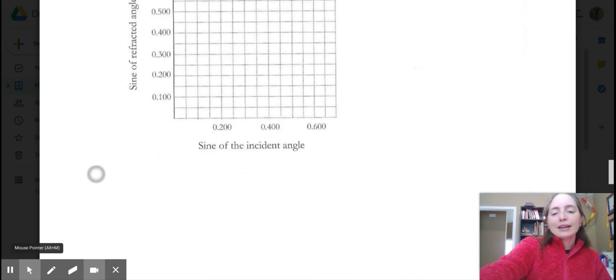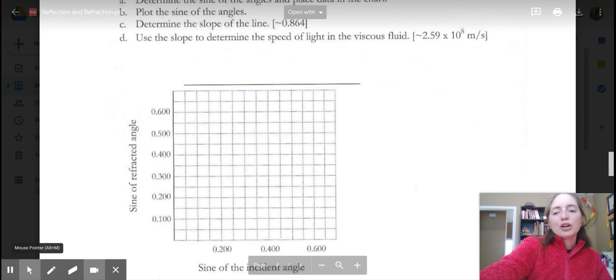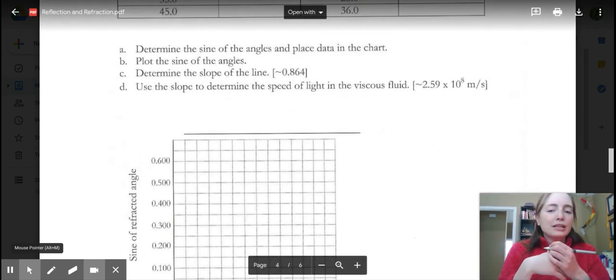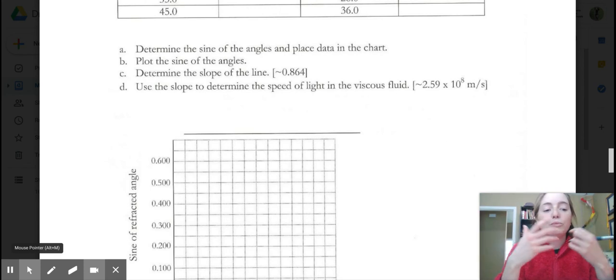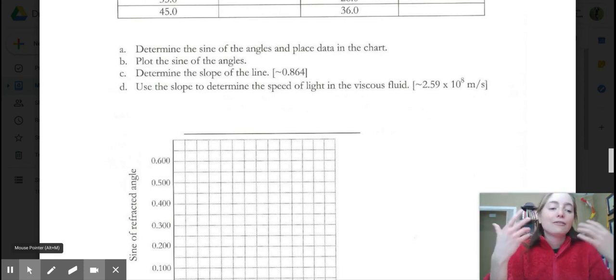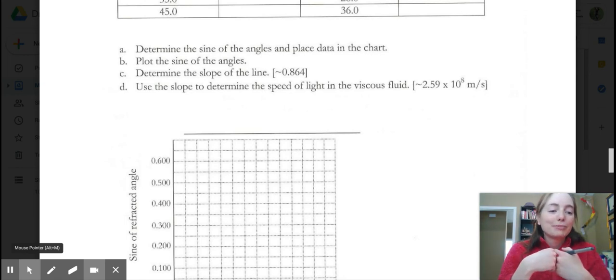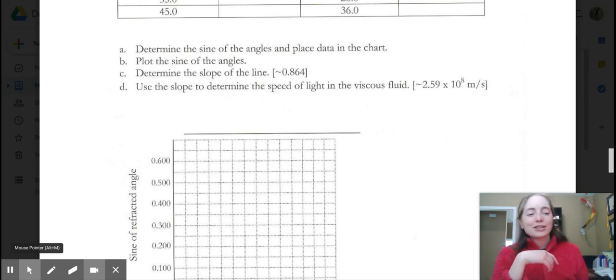And then once you have finished that, you are going to determine the speed of light in the viscous fluid by taking your equations from Snell's law, setting it up to y equals mx plus b, and then using your slope to solve for the speed. Okay? So ladies and gentlemen, pause the video, do the question, come back to this.